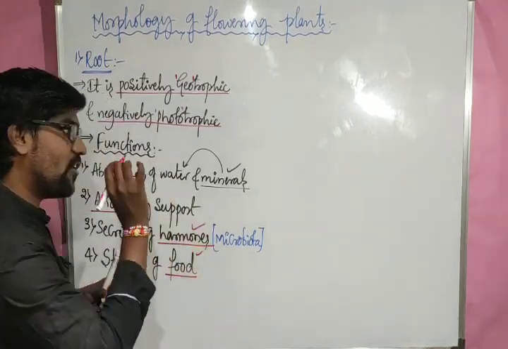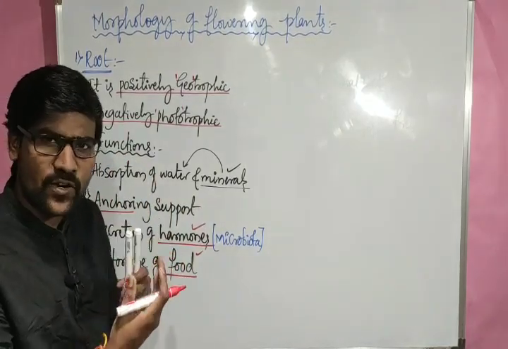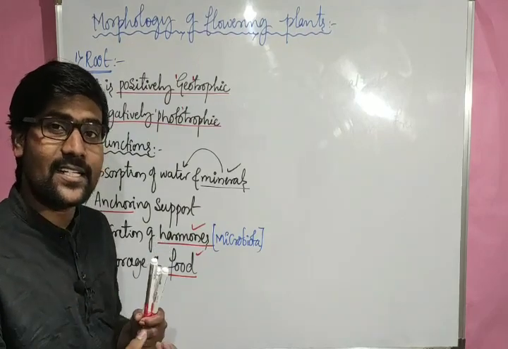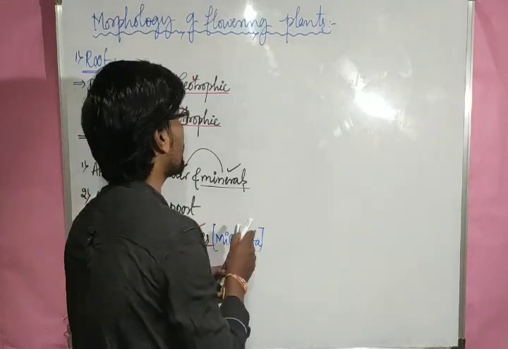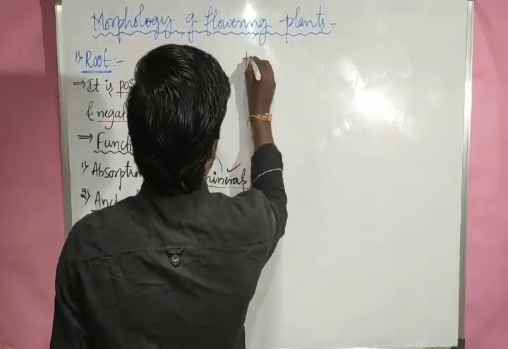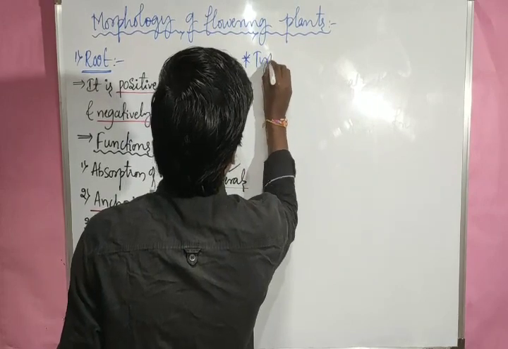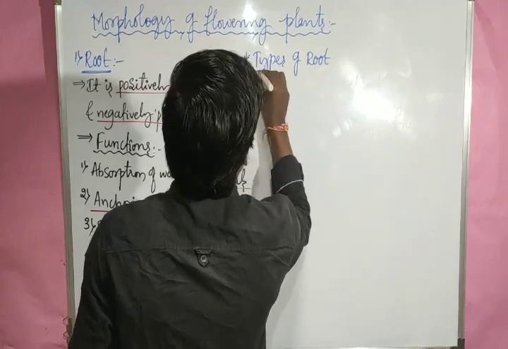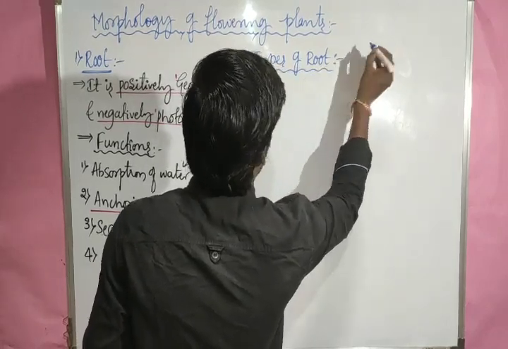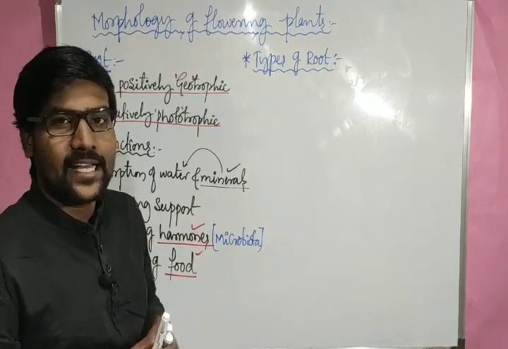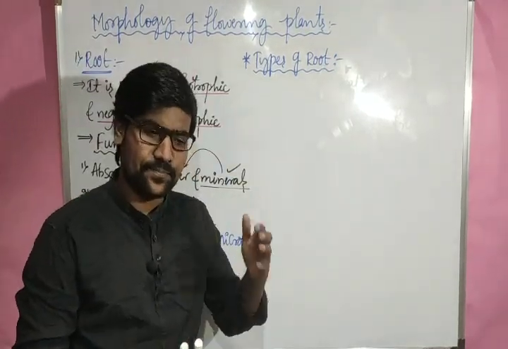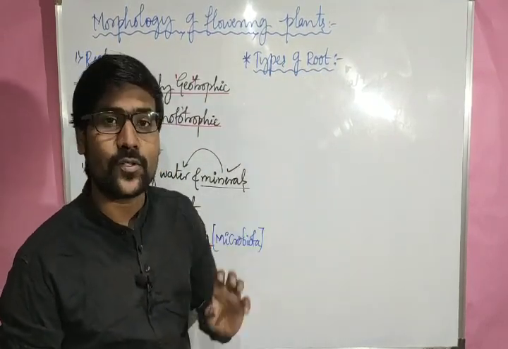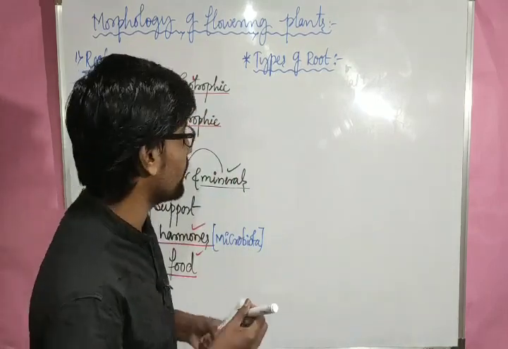And one more thing, apart from this, the root may perform other functions also, but these are the major functions, right? If we consider such kind of root types, as already you have learnt, I think maybe 8th or 9th, the types of root. ಬೇರಿನ ವಿಧಗಳು ಅಂತ. So there are majorly two types of roots.